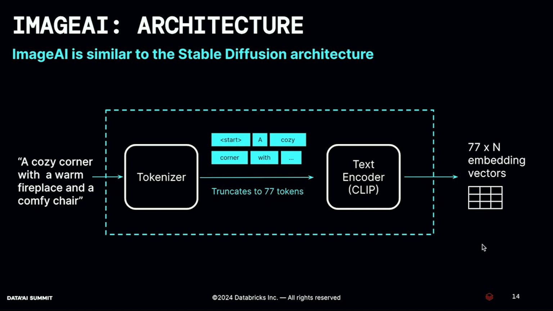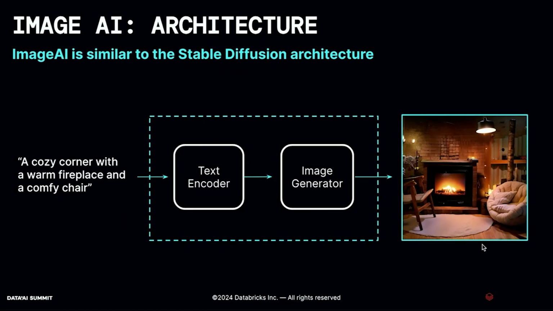And one thing to call out here is we actually truncate the input to 77 tokens. So if an input is too long, we'll truncate it to 77 tokens. If it's too short, we actually pad it to 77. And that just makes everything a little bit more performant, a little bit easier for the text encoder to process. And the output of the text encoder here is a vector, and the size is 77 by the size of each embedding. And each embedding here is 768, that's the size.